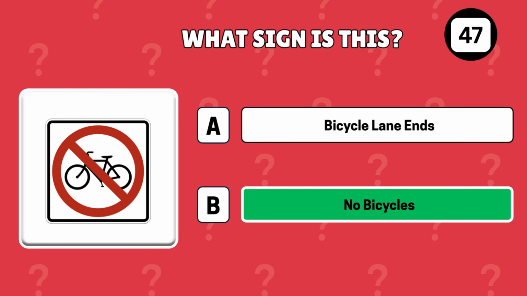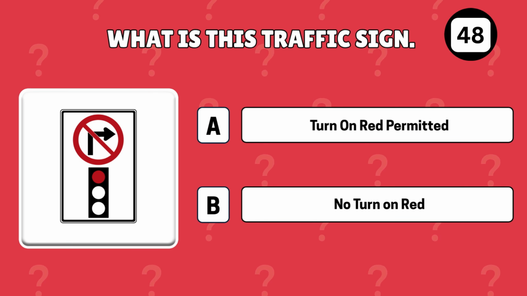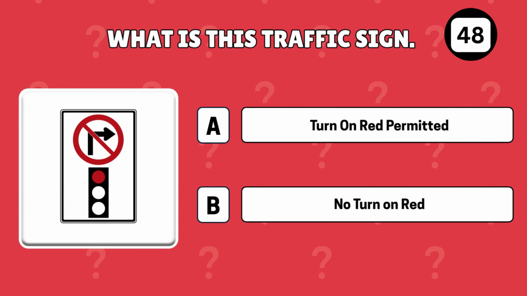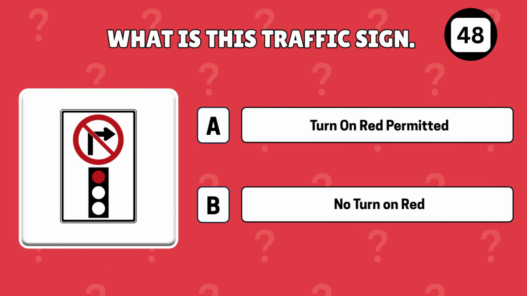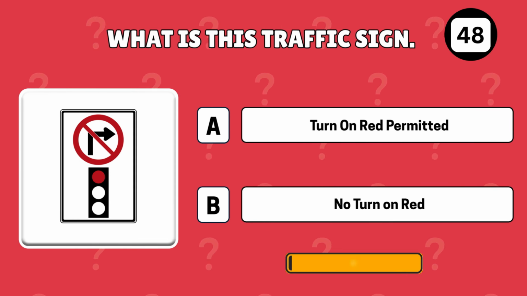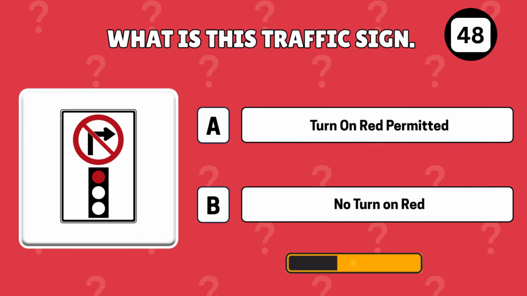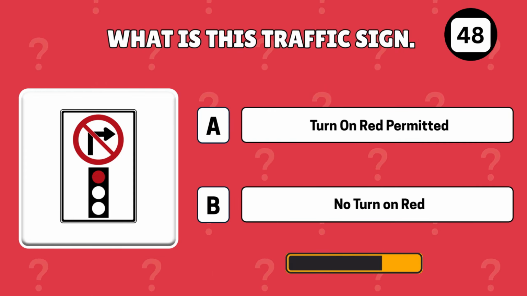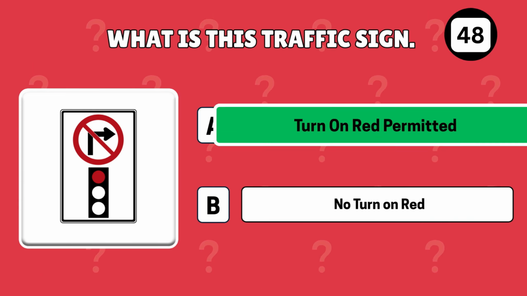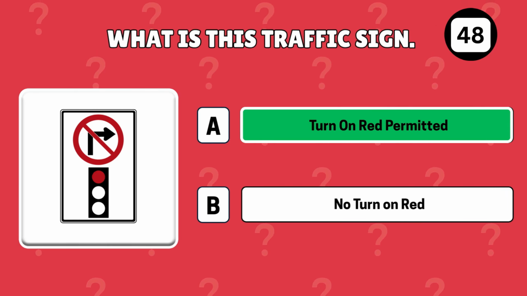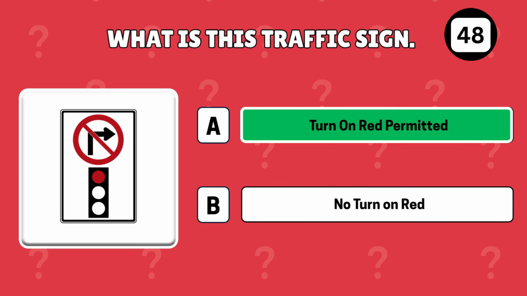What is this traffic sign? A. Turn on red permitted. B. No turn on red. Brilliant! This is the turn on red permitted sign.